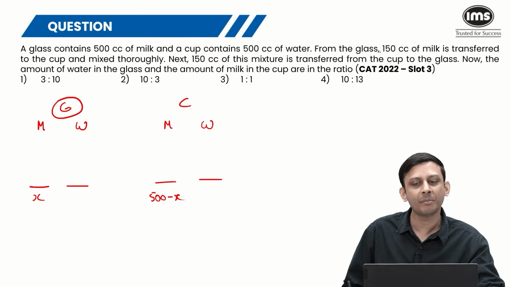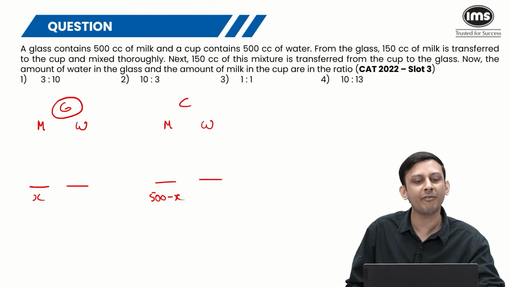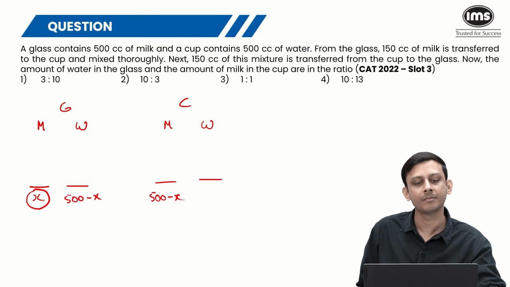Because whatever is being transferred to the cup, it is being transferred back. So the total quantity at the end will be the same as the initial quantity. So initially, if we had 500 in the glass, finally also we will have 500 in the glass. So out of that total 500, we have X. So the remaining part in the glass will be 500 minus X, which will be water.